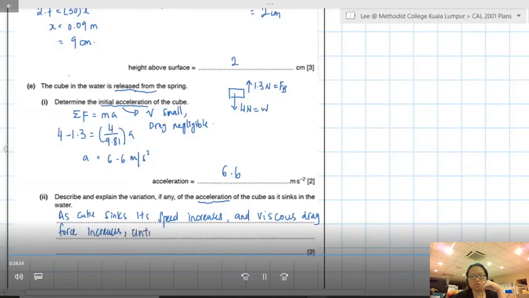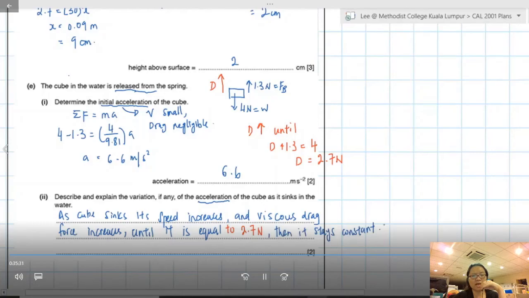So because the viscous drag will increase, so let's say this is the drag D. Drag force will increase until equilibrium. So when does equilibrium happen? When D plus 1.3 is equal to 4 Newton, up force equal to down force. So when D takes over from tension, it is equal to 2.7 Newton. Then what happens is that it will stay at 2.7. Hence the acceleration decreases until 0.